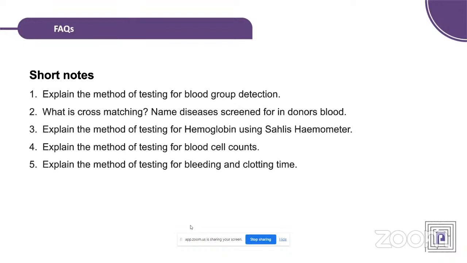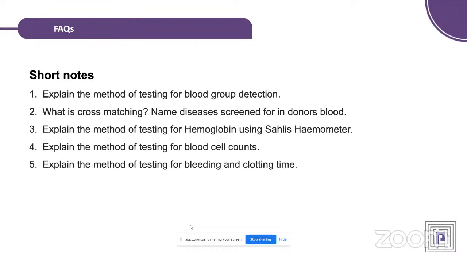So, name diseases screened for in donors. So there are diseases which can be transmitted with blood, by giving the blood to the recipient. So the blood bag should be screened properly to prevent transmission, and syphilis will be screened, and after that only we have to approve the blood bag to the recipient.